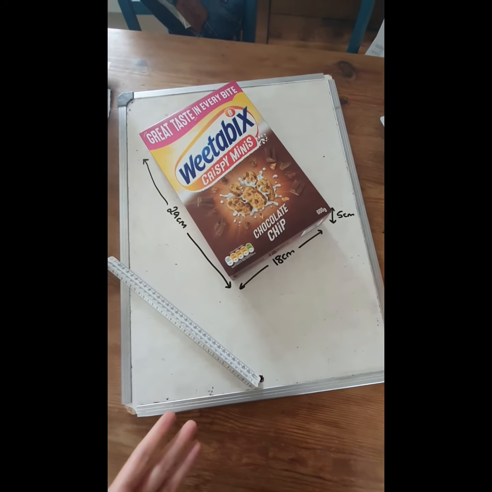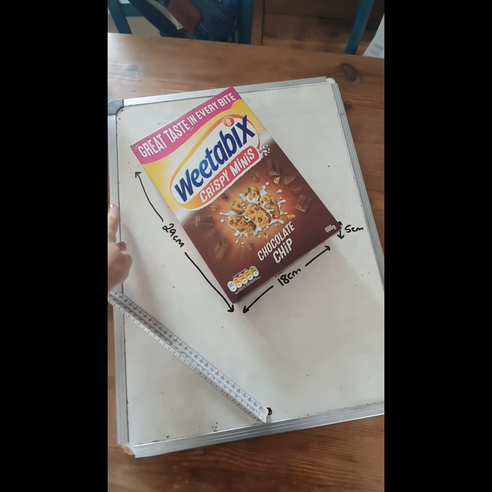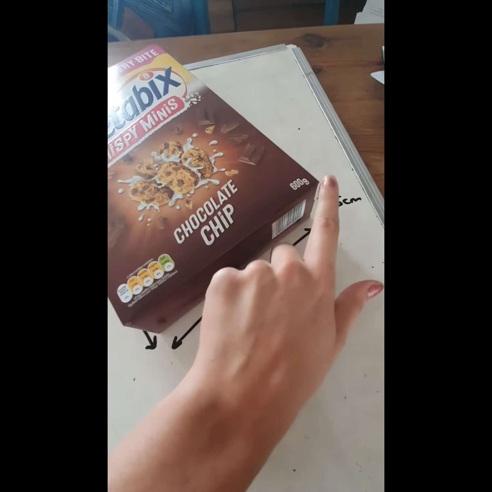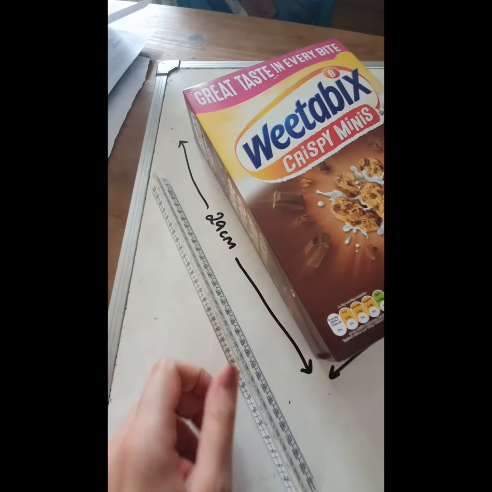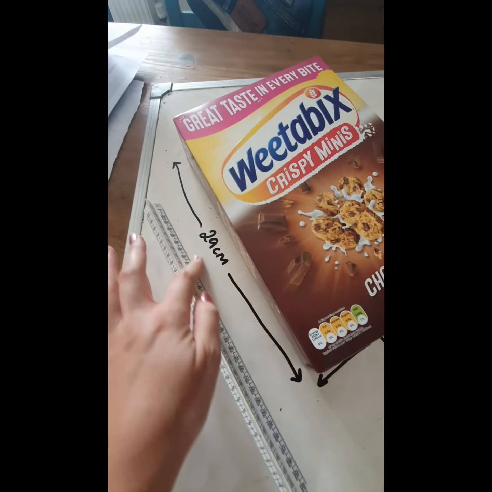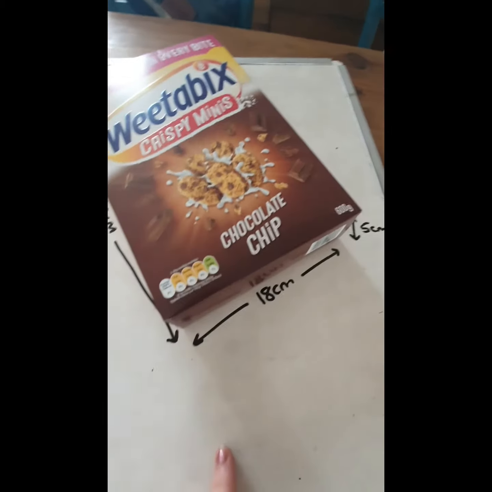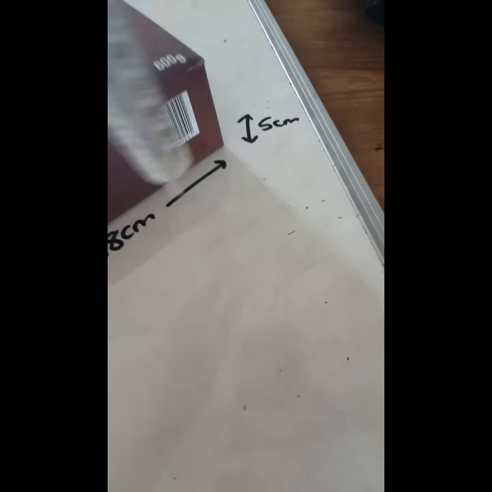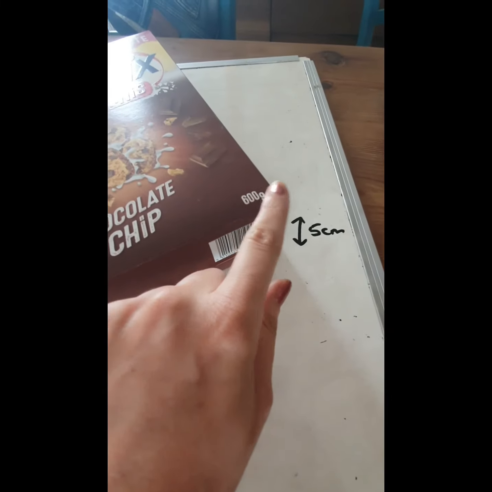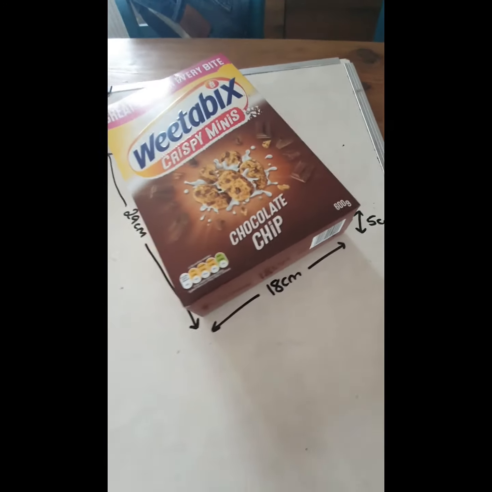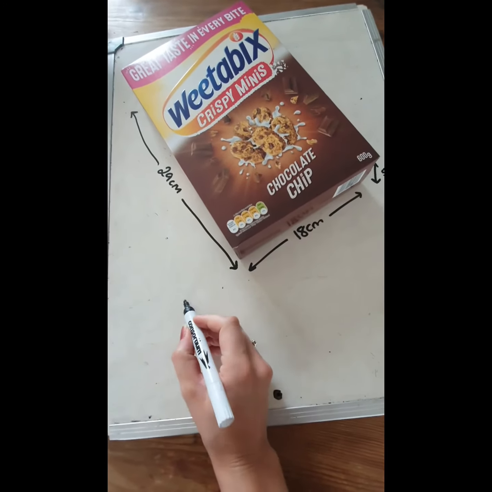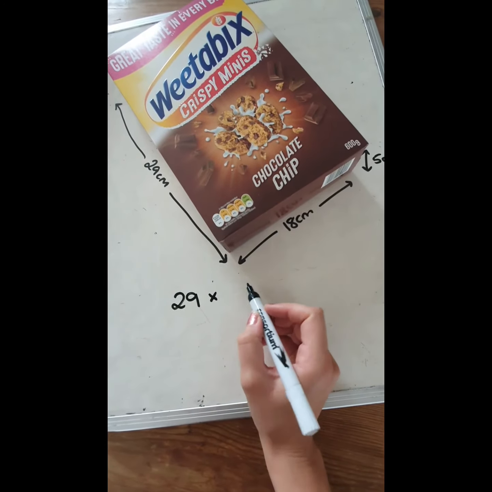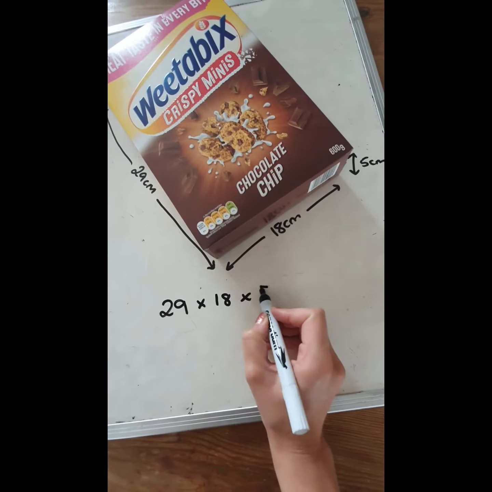So let's say I wanted to find the volume of this cereal box. I needed to find the length, I needed to find the width, and I needed to find the depth of this box. So I have actually measured this exactly with my ruler. The length of the cereal box is 29 centimetres. The width of my cereal box is 18 centimetres, and I did in fact measure the height, or the depth, sorry, of the cereal box, which is 5 centimetres. So to find the volume of this shape, I would need to multiply the 3 dimensions together, which would be 29 by 18 and by 5.